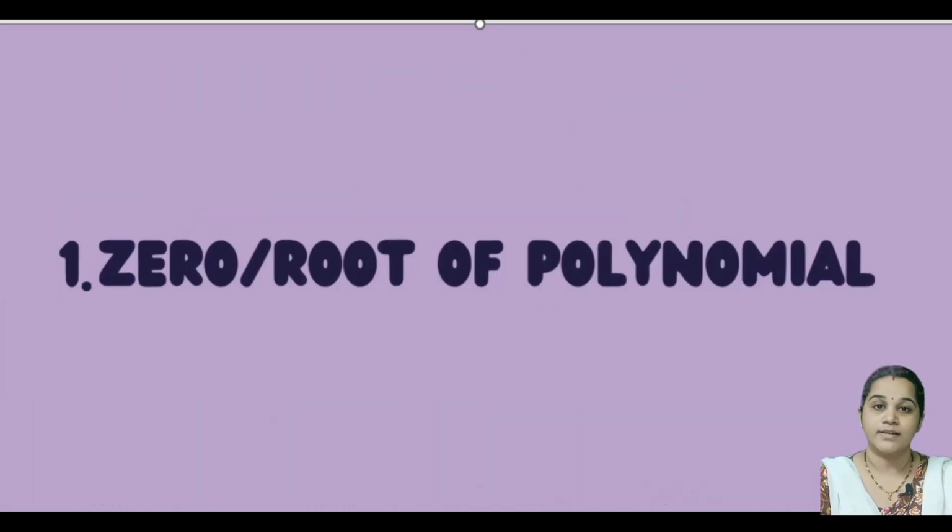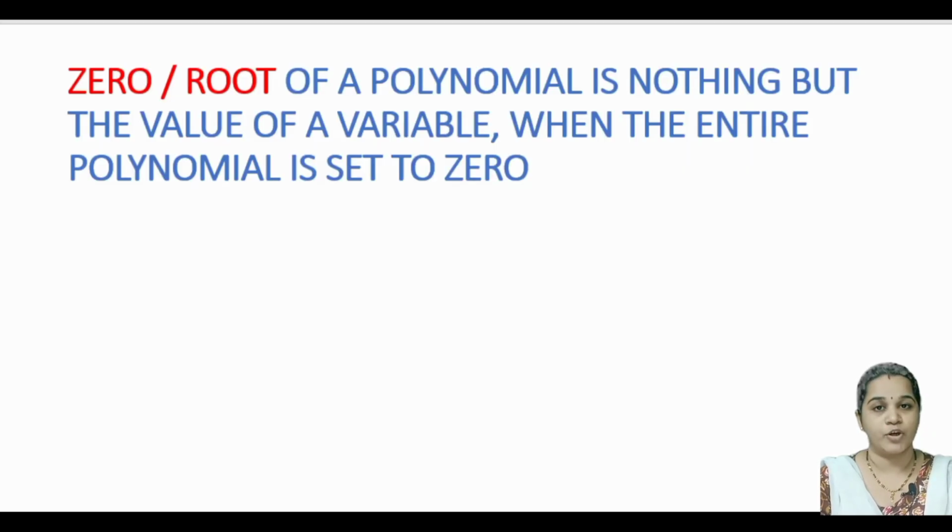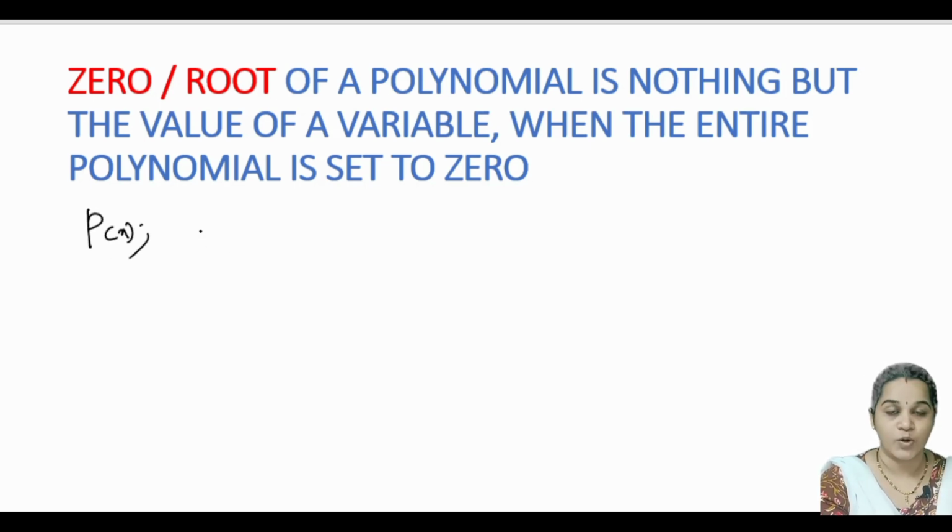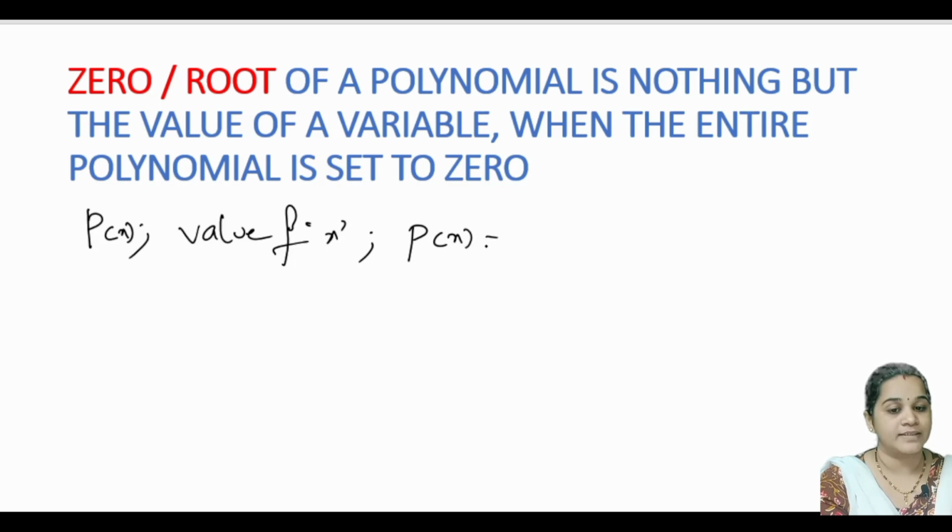Starting with what is a zero or root of a polynomial? A zero of a polynomial is also called the root of a polynomial. The zero or root of a polynomial is nothing but the value of the variable when the entire polynomial is set to 0. That is, for any polynomial p of x, the zero of the polynomial is the value of x for which p of x is set to 0.